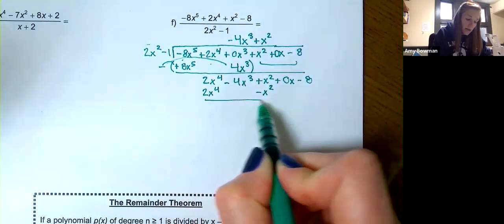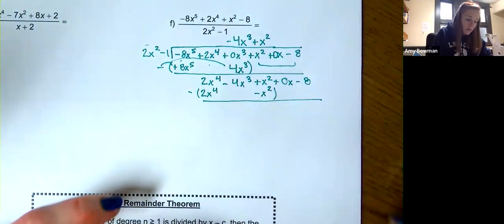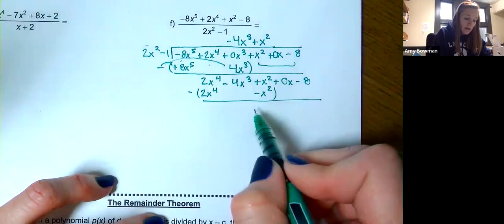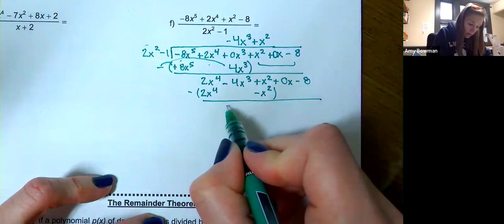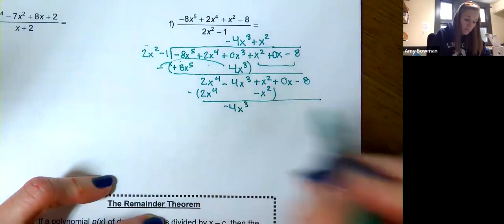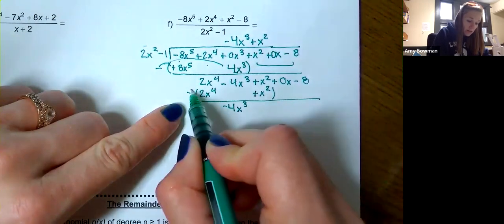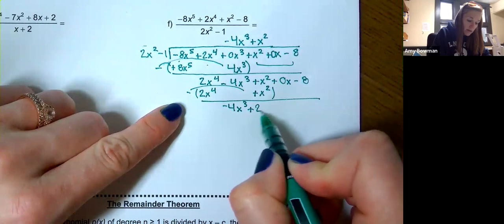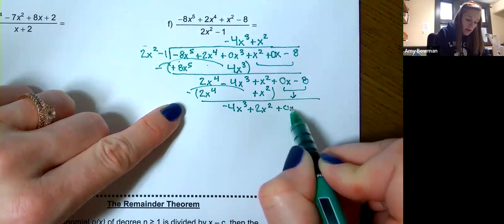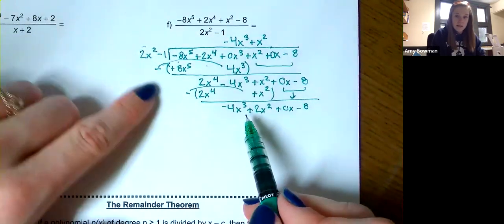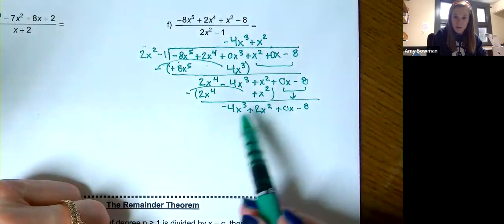And then we're going to draw this line and subtract this whole thing away to see what's remaining of our dividend. The x to the 4th terms are gone. Negative 4x cubed minus nothing is negative 4x cubed. And then I have x squared minus negative, so plus x squared, so 2x squared. And then bring down the rest, 0x minus 8. And continue because my dividend is still 3rd degree and my divisor is lower. So I want this degree to be lower, and then I'll be done.